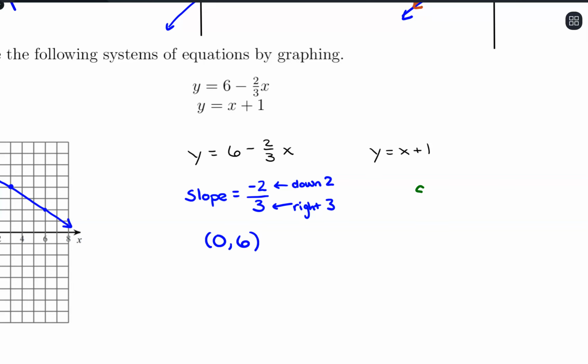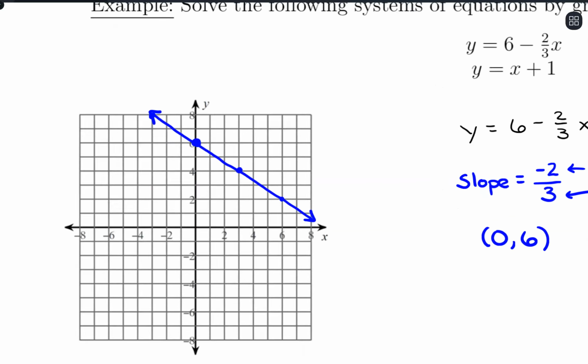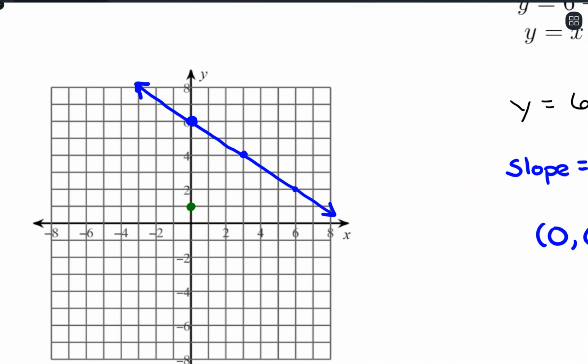So y equals x plus 1. So this has a slope of positive 1. I'm just going to write that as positive 1/1. So I can see we're going up 1, right 1 when we follow that trend. And then our intercept is a positive 1, so we have the coordinate 0, 1. So we're at 0, 1, and then we're following a slope of 1.